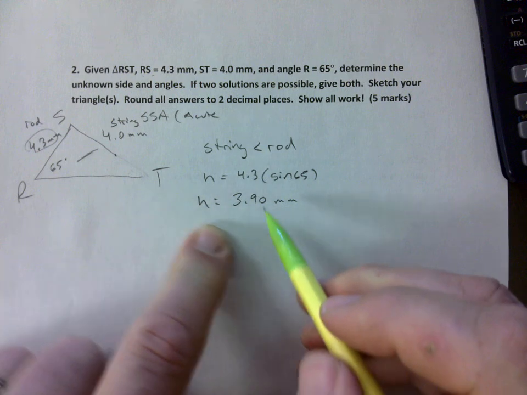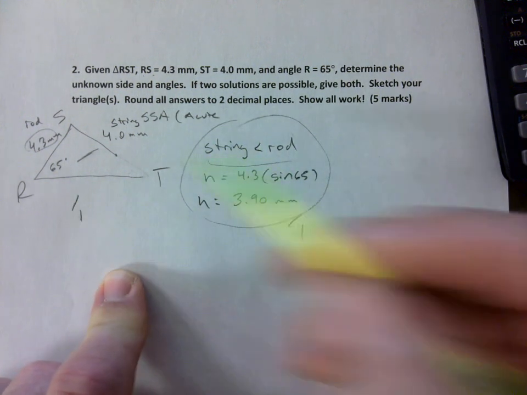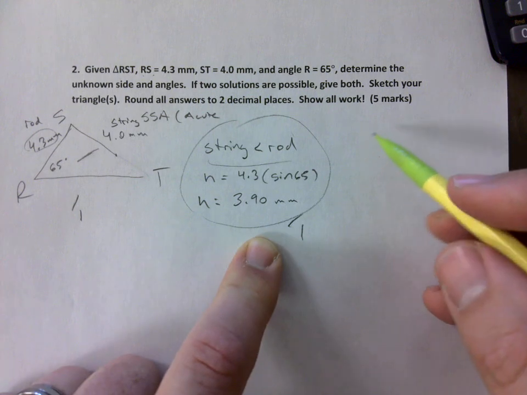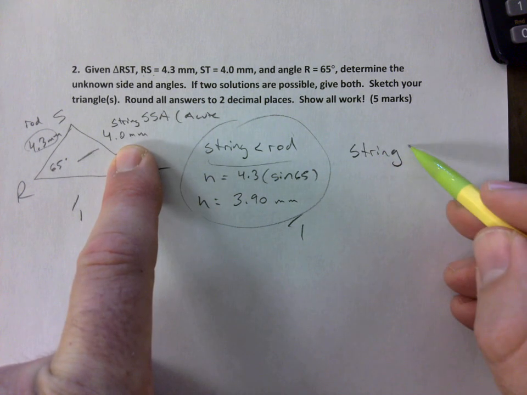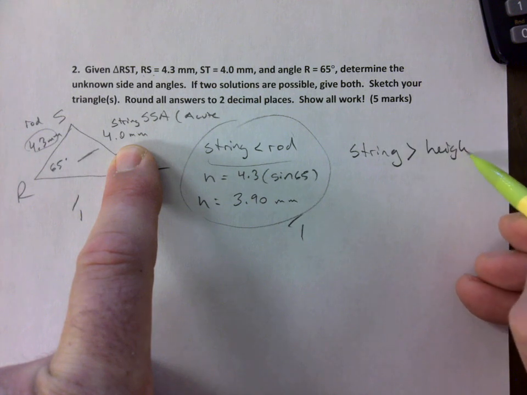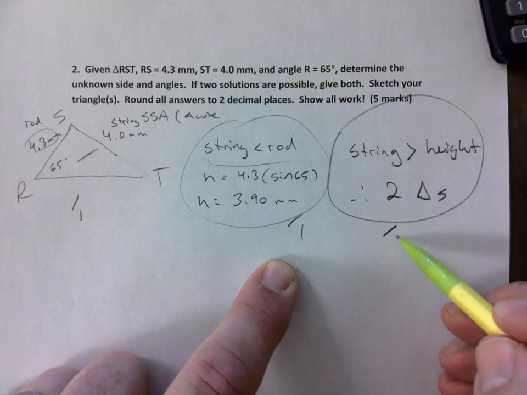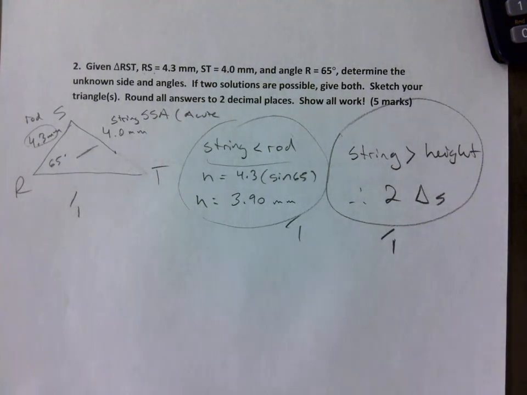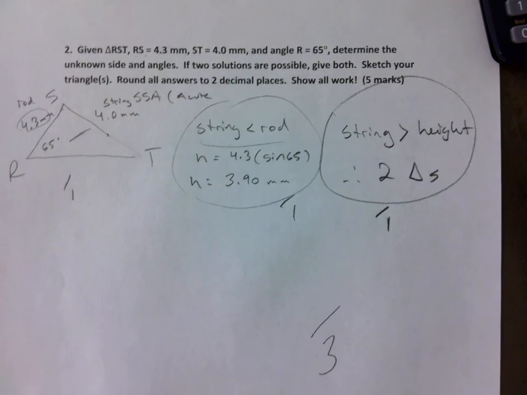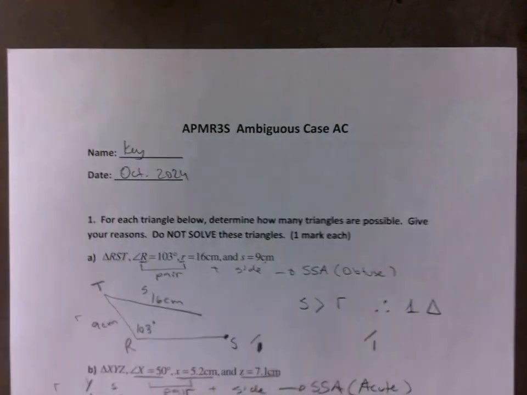There you go. So you get 1 mark for this, 1 mark for the diagram, and then you'll get 1 more mark here. I notice that my string is slightly bigger than the height. Therefore, 2 triangles, okay? So you get another mark for that. Not a big deal if you use S and R, but I would caution you there to not mix them up. So 3 marks for the back side here, and we've got 8, so that is 11. 11 total here.